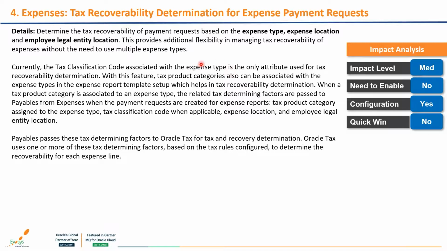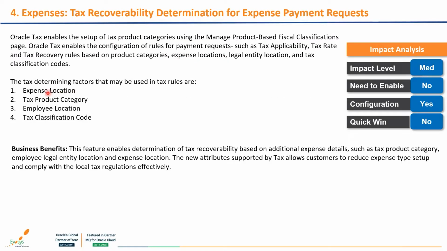So there are tax determining factors that we can use in a tax rule for determining tax recoverability of an expense. The first one is expense location. Let's say a similar nature of expense can occur over different locations, and if it happens at a different location, it will be subject to the local rules and regulations. It can be recoverable or it cannot be. So based on this we can create this tax determining factor.